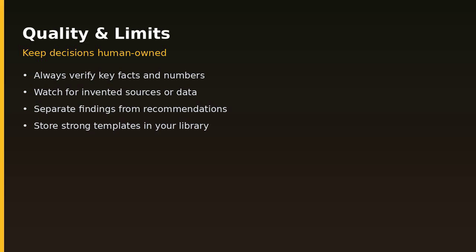Handling uncertainty. When information is incomplete, instruct the model to label confidence levels and to list what additional data would change the recommendation. This prevents false precision and keeps the process honest.